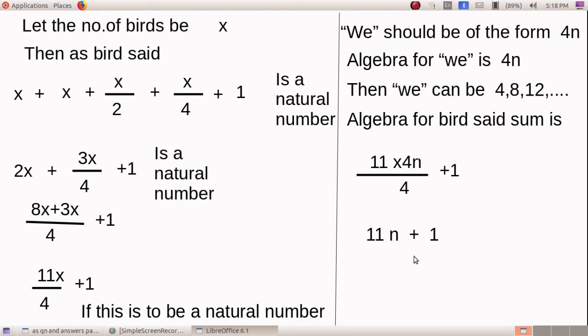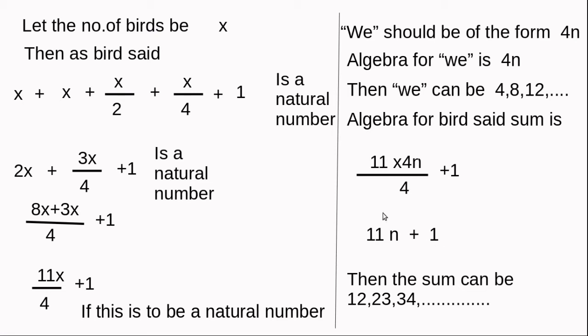Here the common difference is 11, so we keep adding 11. Therefore, for the birds, the particular values can come like this: 12, 23, 34 like that. This one is the answer to the second question.